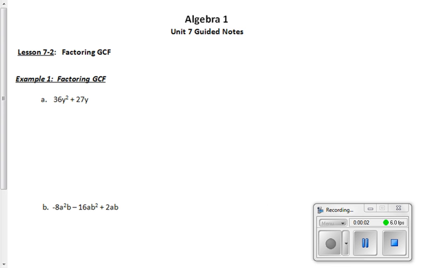Lesson 33 covers factoring the greatest common factor, or GCF. In example A, you have a binomial. You need to factor out the greatest common factor. Basically what happens when you're factoring is that it's almost like working the distributive property in reverse. You're looking at the binomial and figuring out what you can take out of each term.